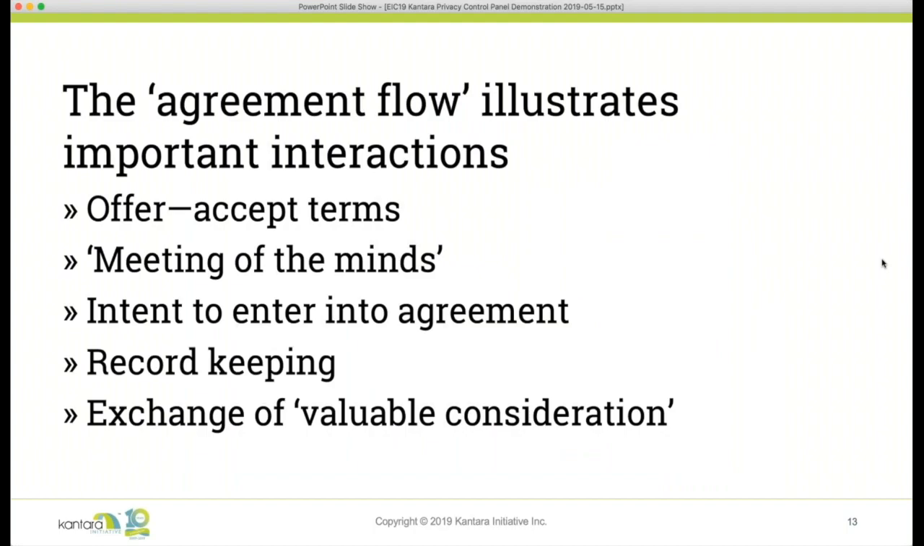And here are the key points in the agreement flow. So there's an offer and acceptance of terms, there's a meeting of the minds, there's an actual intention to enter into the agreement, there's record keeping and exchange of valuable consideration. So this is nothing new. This is what we do all day, every day when we buy and sell stuff.